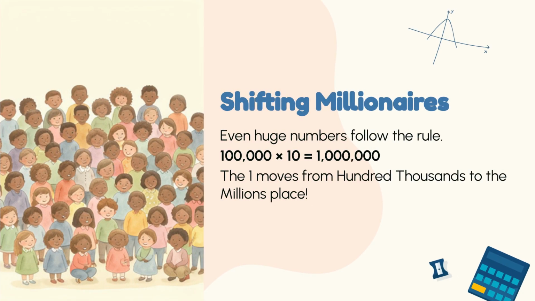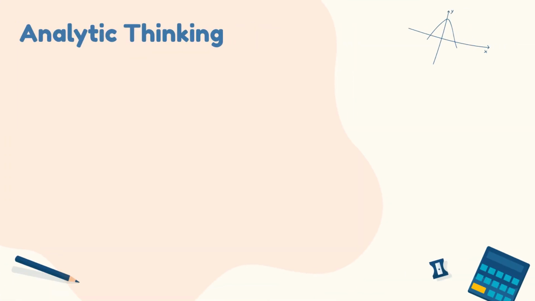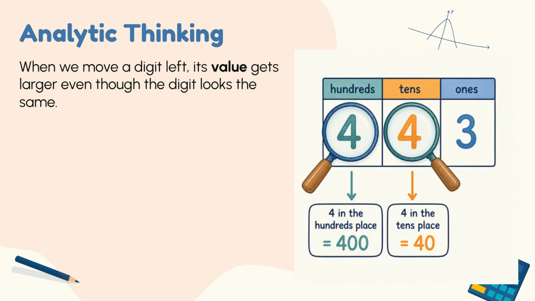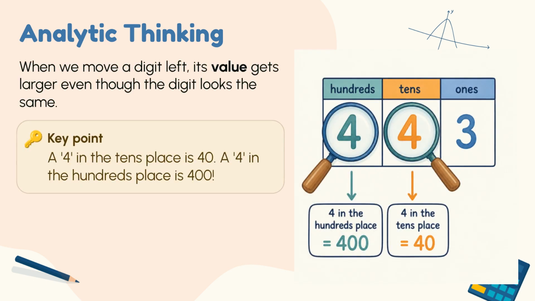Even huge numbers follow the rule. 100,000 multiplied by 10 equals 1 million. The digit 1 moves from the hundred thousands place to the millions place. When we move a digit left, its value gets larger, even though the digit itself looks the same. A 4 in the tens place is 40, but a 4 in the hundreds place is 400.